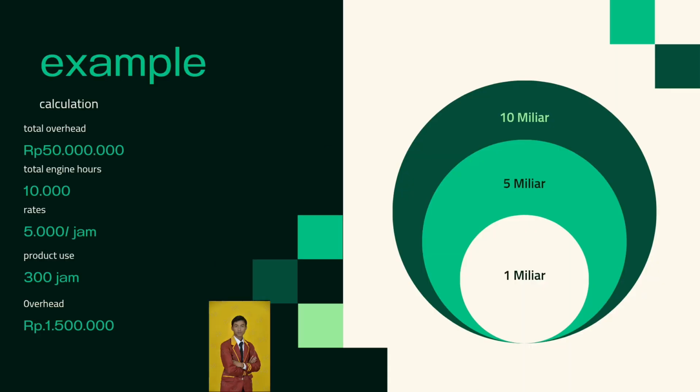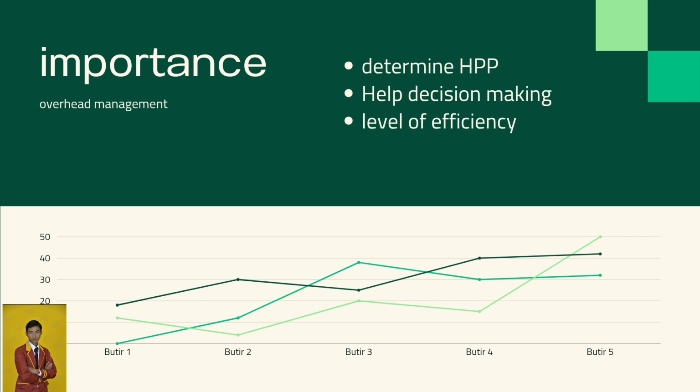Well, here's an example. We calculate the overhead rate per machine hour, which is IDR 50 million divided by 10,000 hours equals IDR 5,000 per hour. If one product uses 300 machine hours, then the overhead charged to the product is IDR 5,000 times 300 is equal to IDR 1,500,000. Why is overhead management important?